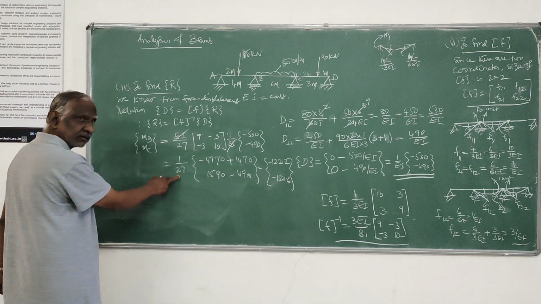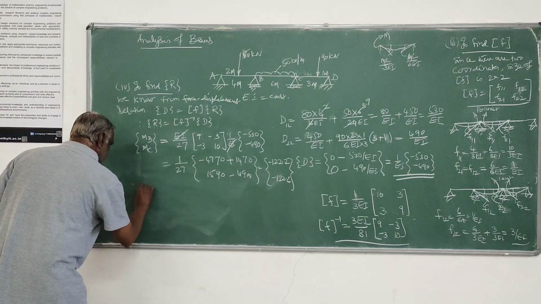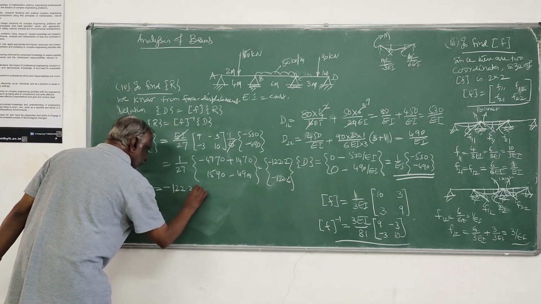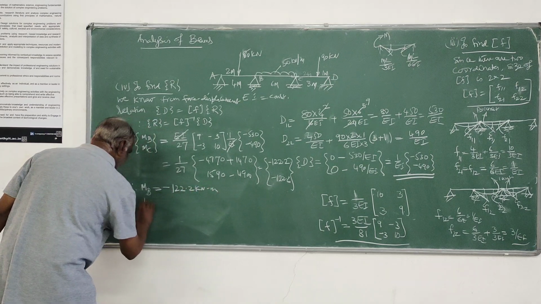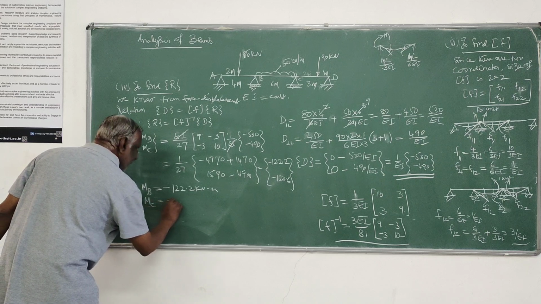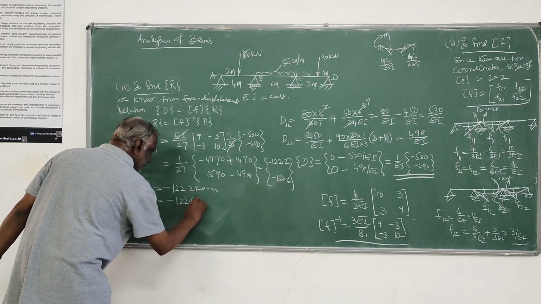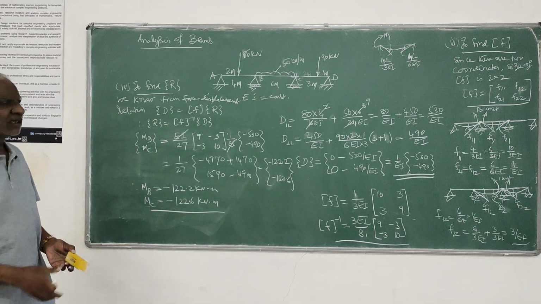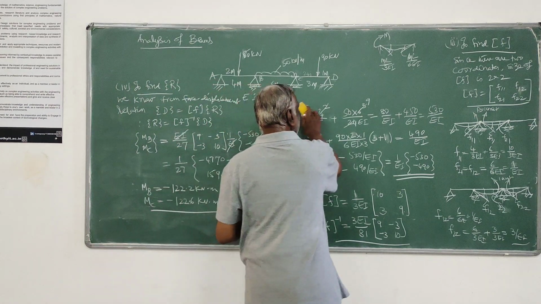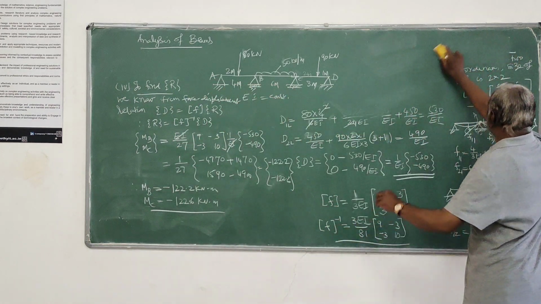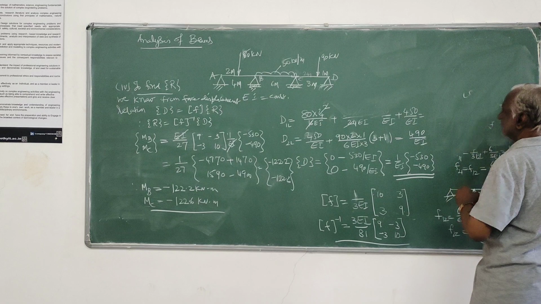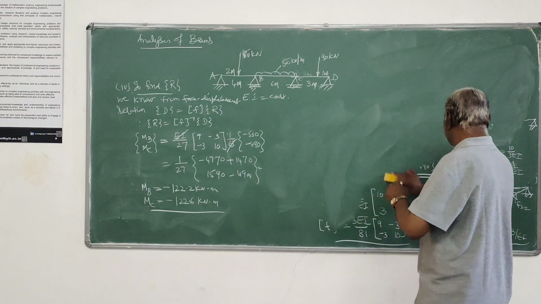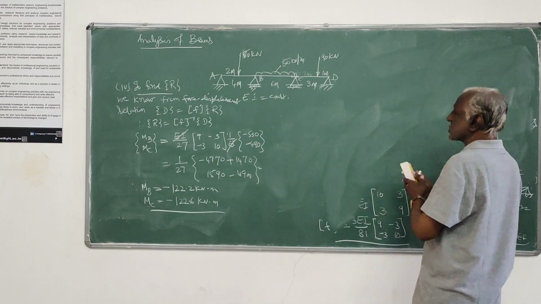After dividing by 27, therefore MB is equal to minus 122.2 kilonewton meter and MC is minus 122.6 kilonewton meter. So you have found out the redundants. Now you can plot the bending moment diagram. That is an extra step. If it is asked, you can find it out, otherwise here you can stop.